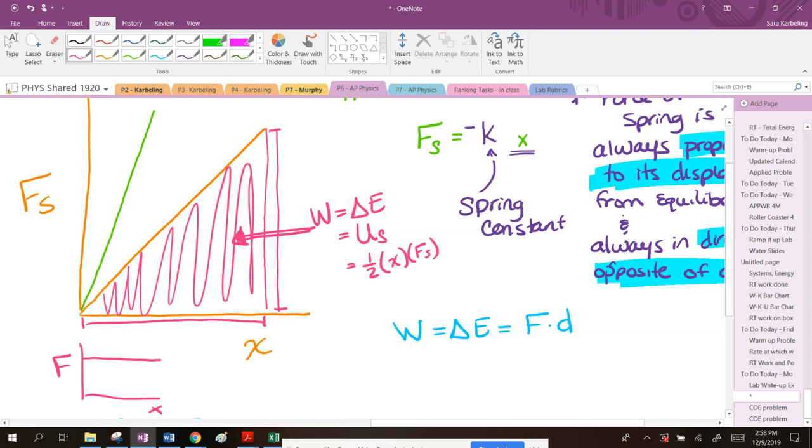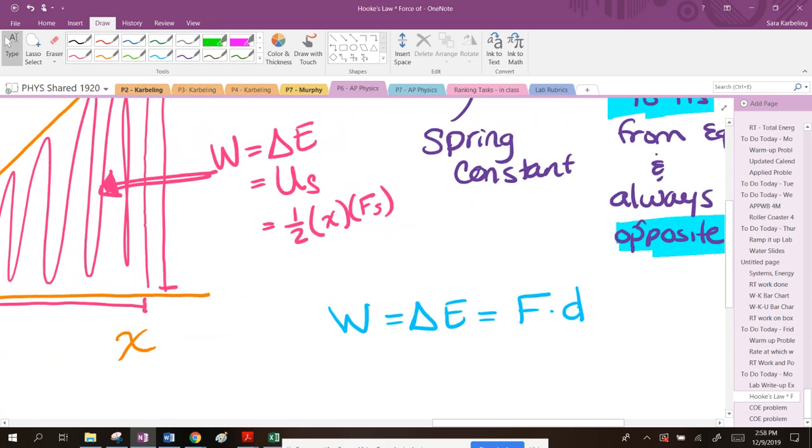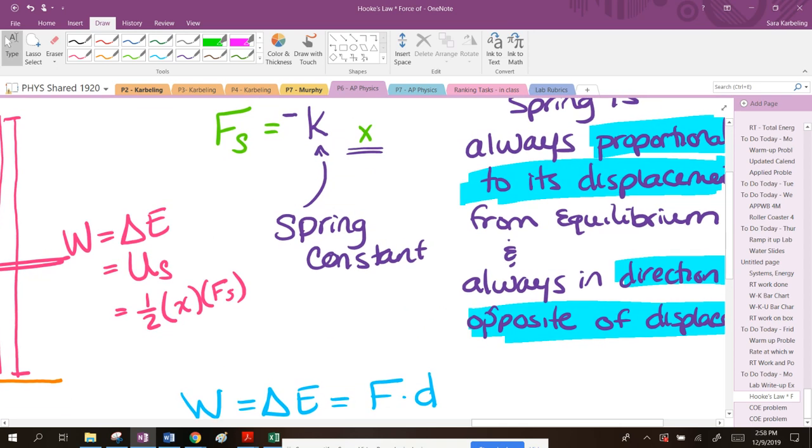Now, that's all well and good, but that's really not where we want to leave it. So we're going to do one more step. F sub S is equal to kx. So really, instead of saying F sub S, we can just say kx. So U sub S, the stored energy within a spring, is equal to one half x times kx.